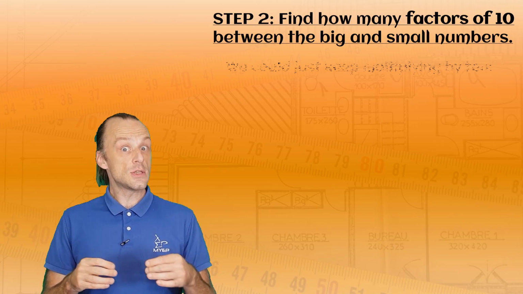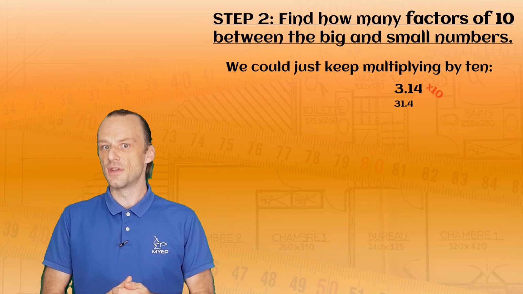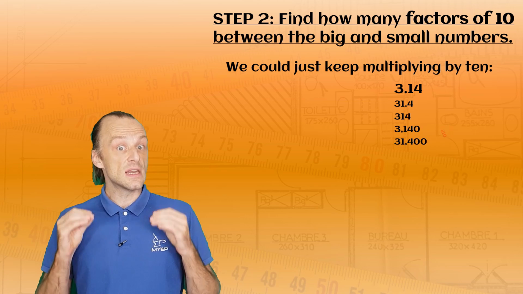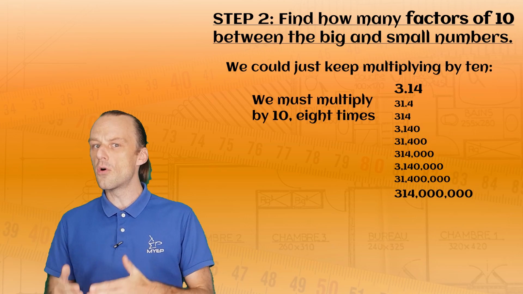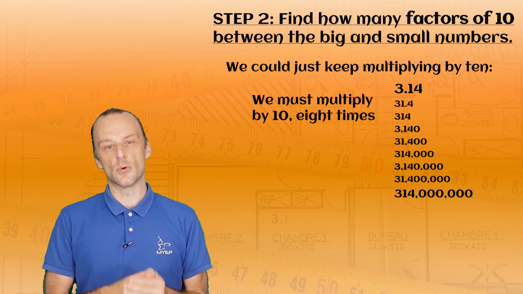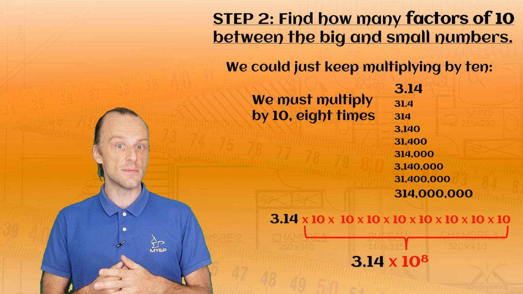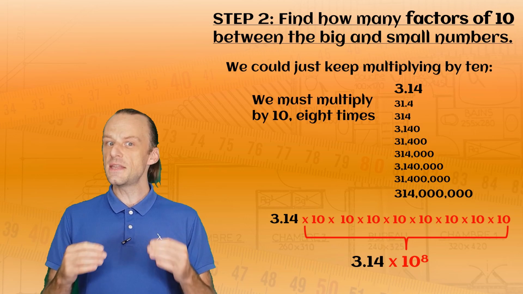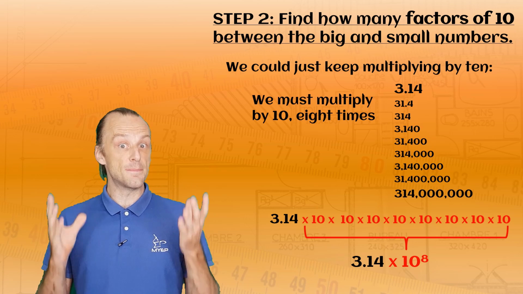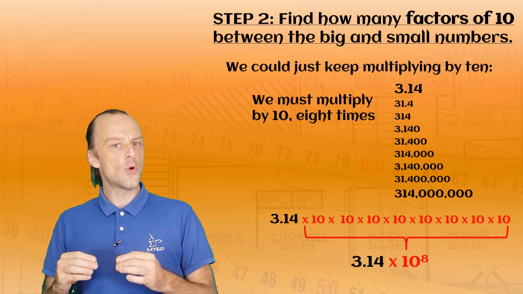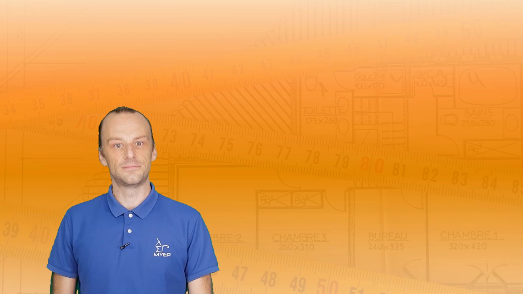One way to find out is to just keep multiplying by 10 until we get back to our original number. So in this case, we would need to multiply by 10 8 times to get from 3.14 all the way up to 314 million. A quicker way of writing times 10 8 times is to use an exponent, and this is where we get 10 to the power of 8. So 314 million is 3.14 times 10 to the power of 8 in standard form.